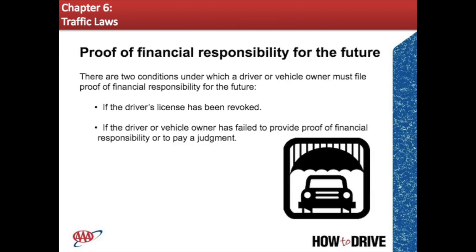Then we also have proof of financial responsibility for the future. There are 2 conditions under which a driver or vehicle owner must file a proof of financial responsibility for the future, which is the proof of the ability to pay $25,000 or more, depending on the requirement of the state, for a period of 3 years. That's when the driver's license has been revoked and the driver or vehicle owner has failed to provide proof of financial responsibility or pay a judgment after having been found responsible for damages in a crash.